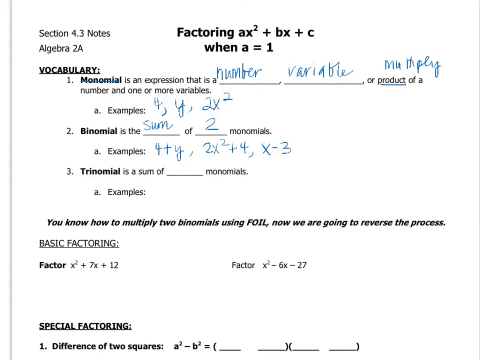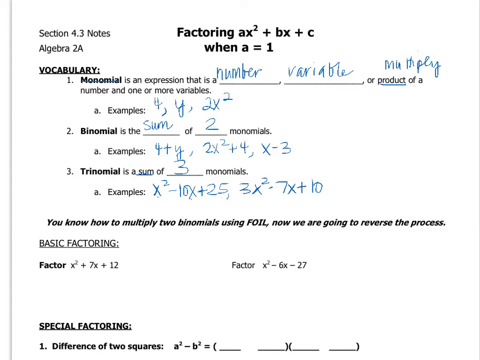A trinomial is the sum of, tri means 3 monomials. Okay, so as we're doing this, you could have something like things we've already seen. x squared minus 10x plus 25. Or 3x squared minus 7x plus 10. Something where you have 3 terms and then they're separated by either a plus or a minus. So you're adding or subtracting.